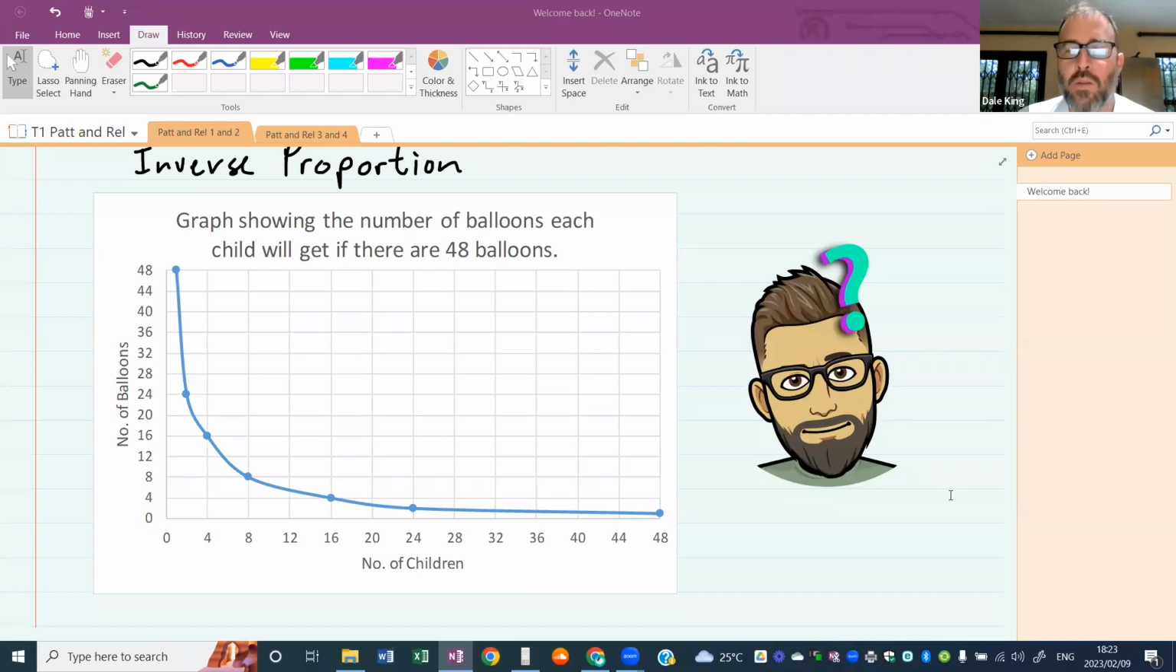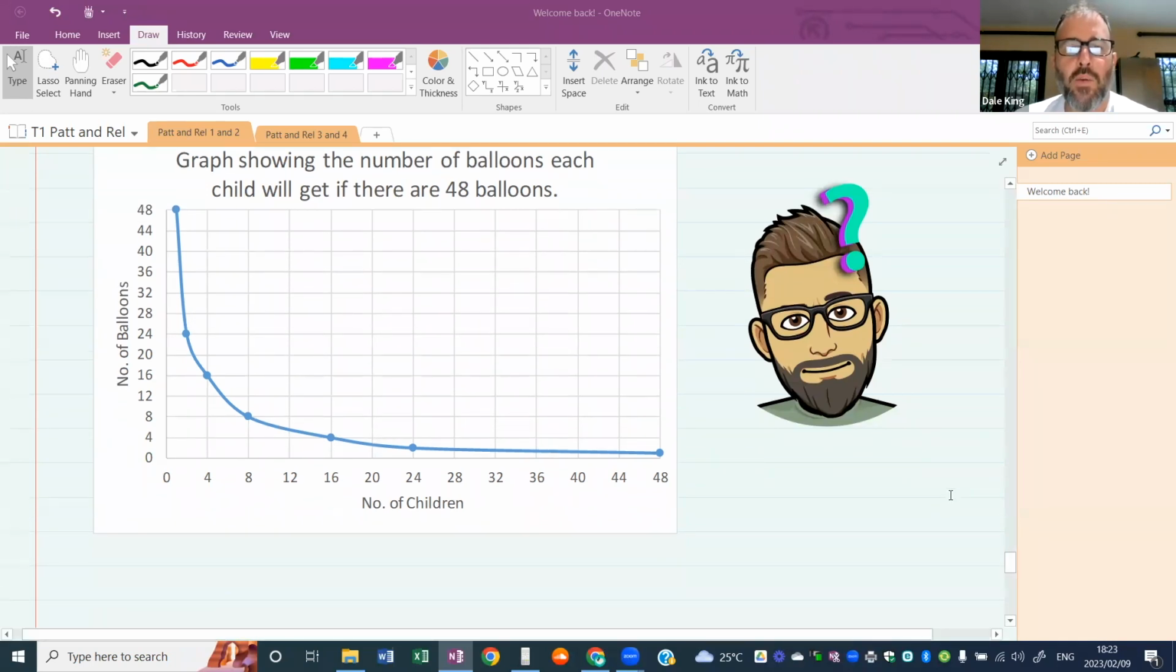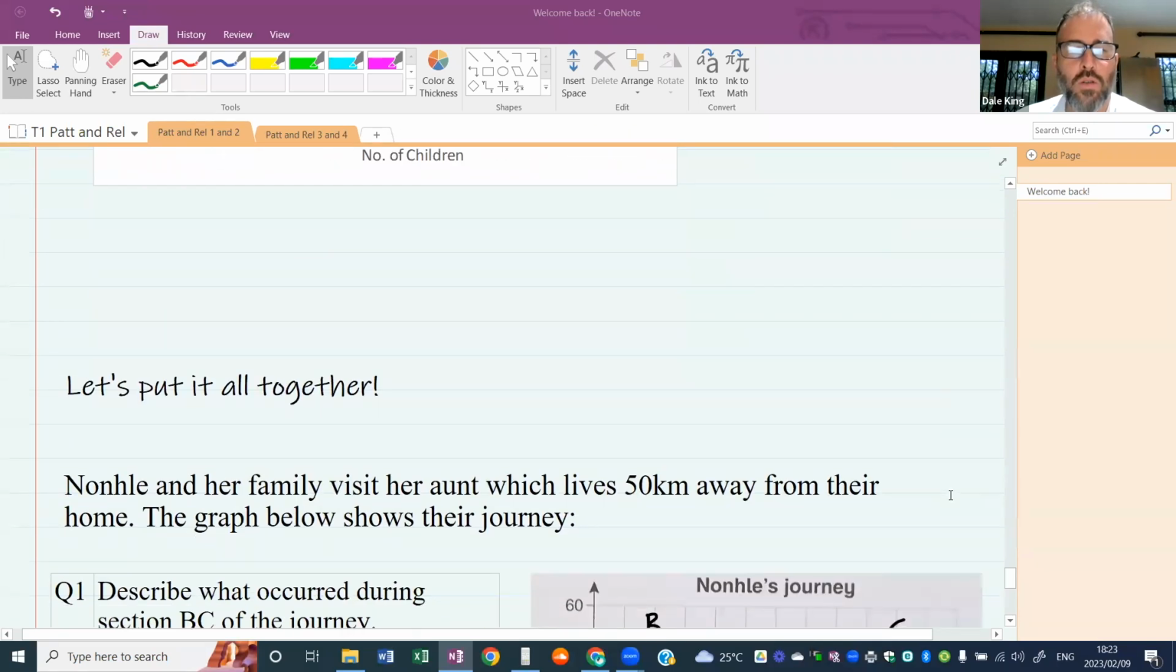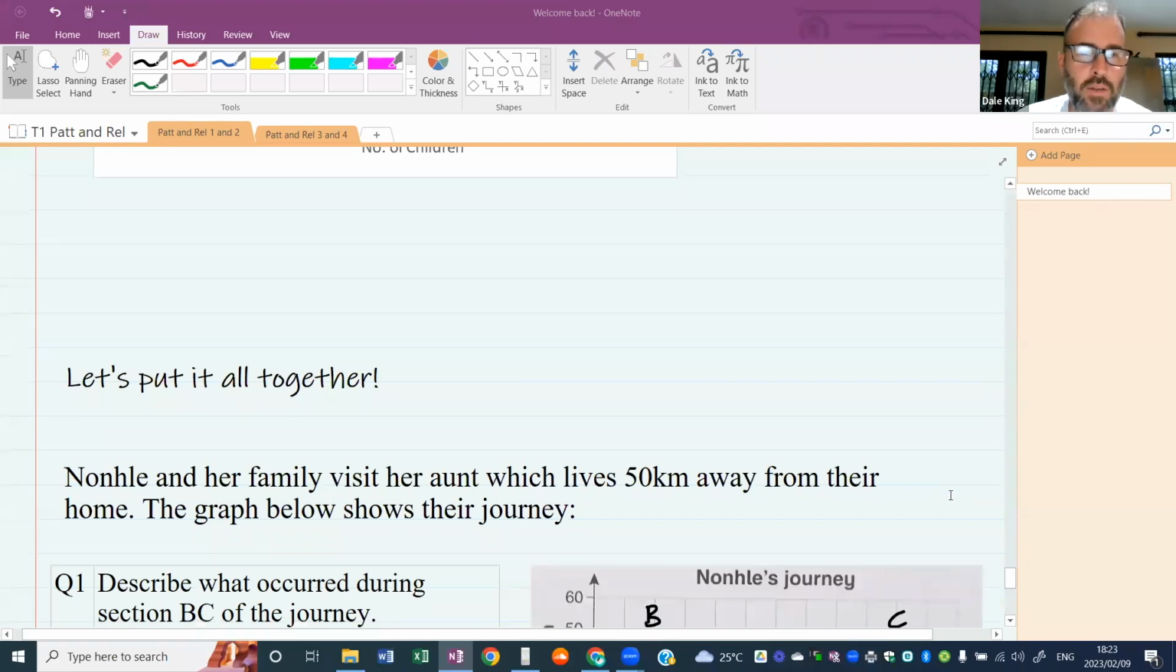Okay, now we're going to get cracking with some calculations. All right, so we understand these graphs. We understand what they mean. We understand the relationship between the two variables, the dependent and independent. And now we're going to get stuck into some work. Let's put this knowledge all together. Here comes a contextual question. Get ready with your calculators.